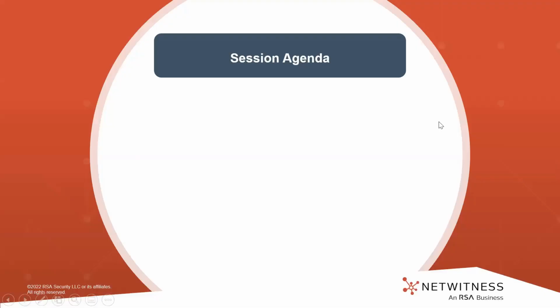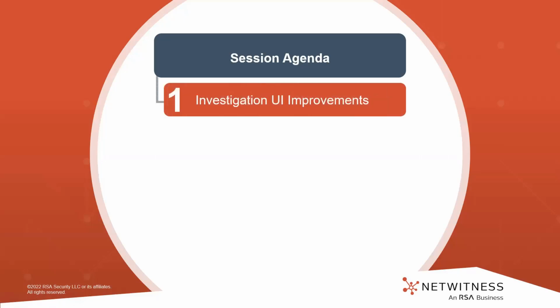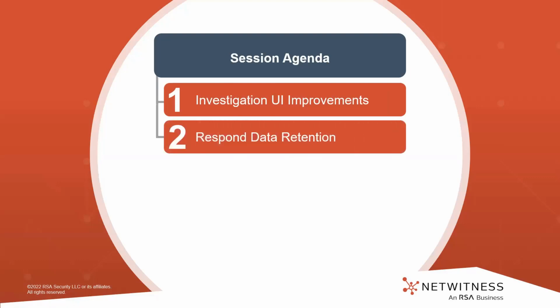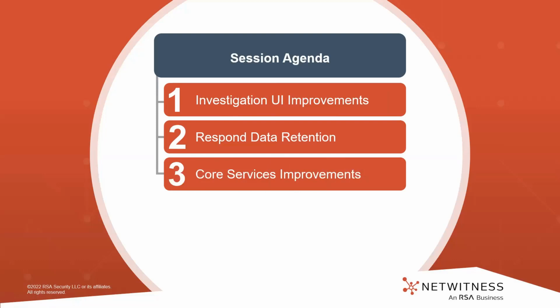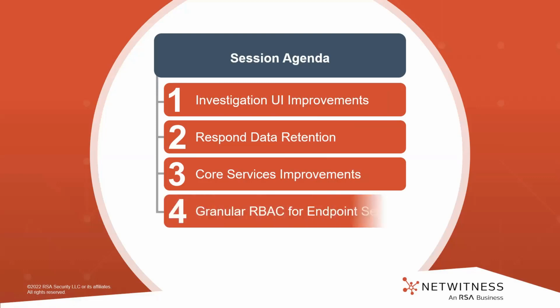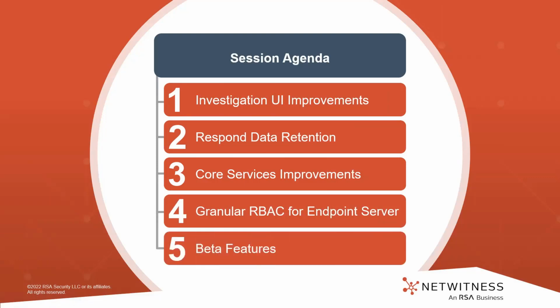So we're going to talk about the 5 key features and enhancements. We will start with some of the features that are of great value to analysts, which are the UI improvements in the investigate module, and then the respond data retention topic. The third topic of this session is about some improvements that are relevant to the core services. These improvements will benefit both analysts and administrators. Then we move to the fourth topic of the session, which is interesting to administrators in terms of the endpoint server. And finally, the fifth topic is about 2 of the beta features of this version of NetWitness.